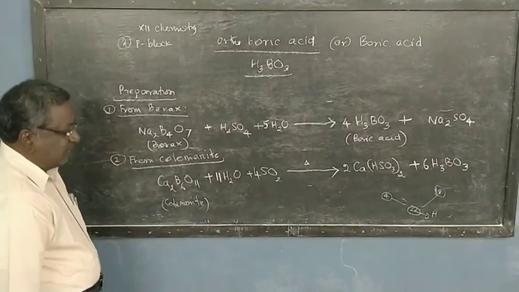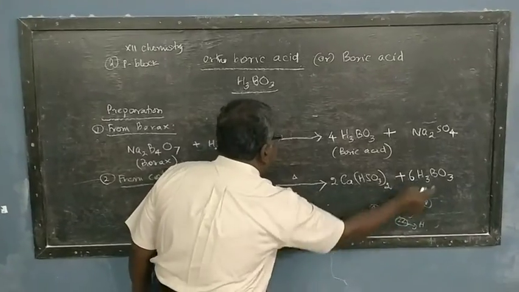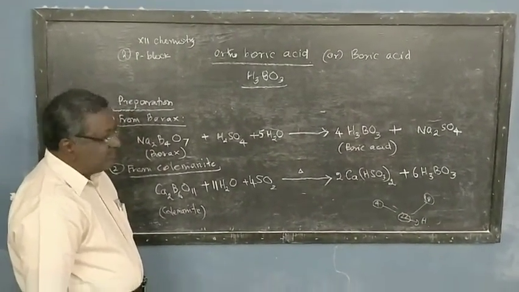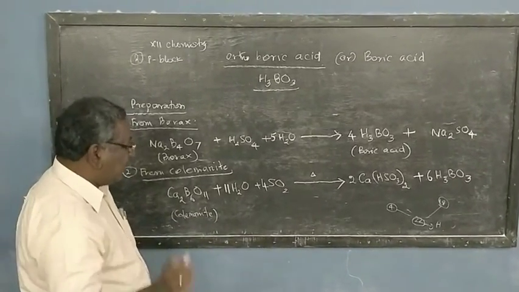Right? So only in this equation you should write this compound carefully. Boric acid is correct, but calcium hydrogen sulfite you have to write. In the book, this equation is given wrong. The book has given the equation wrongly.